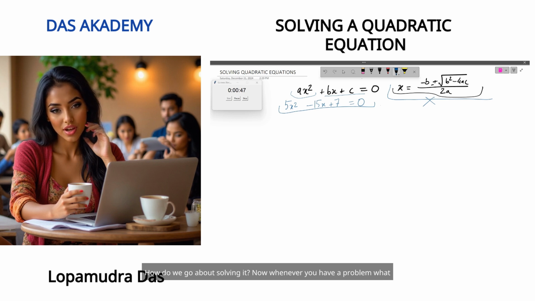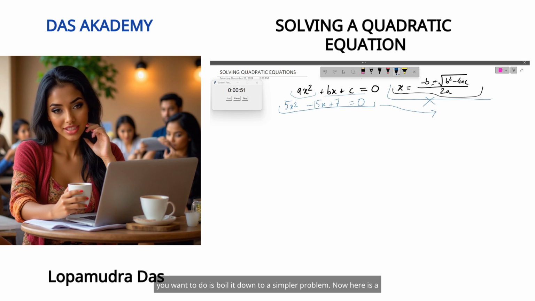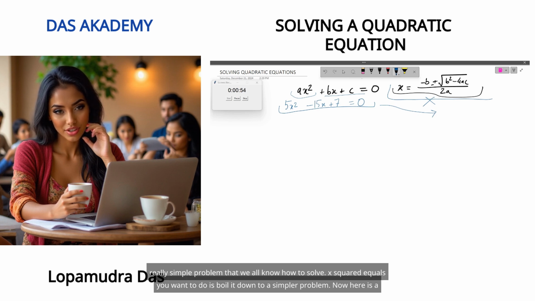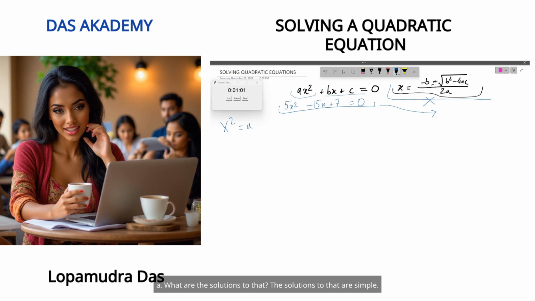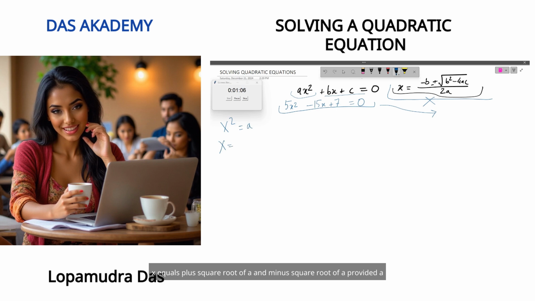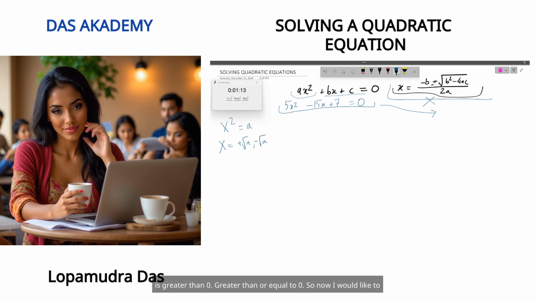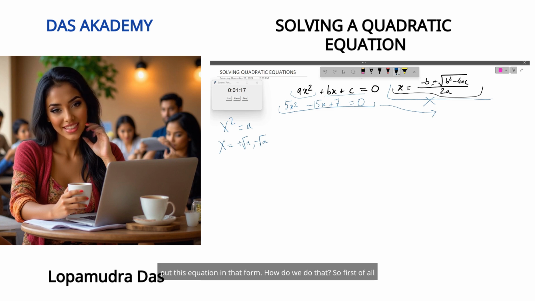Now, whenever you have a problem, what you want to do is boil it down to a simpler problem. Here is a really simple problem that we all know how to solve: x squared equals a. What are the solutions to that? The solutions are simple. x equals plus square root of a and minus square root of a, provided a is greater than or equal to 0. So now I would like to put this equation in that form. How do we do that?